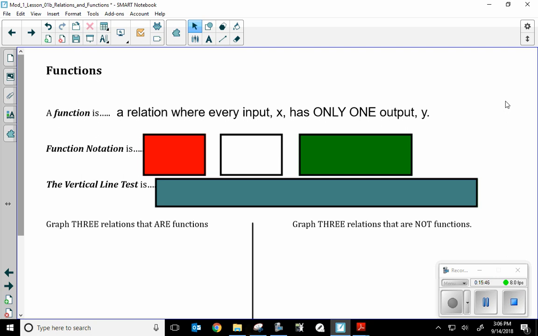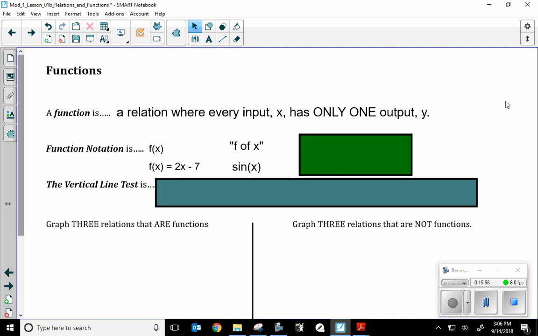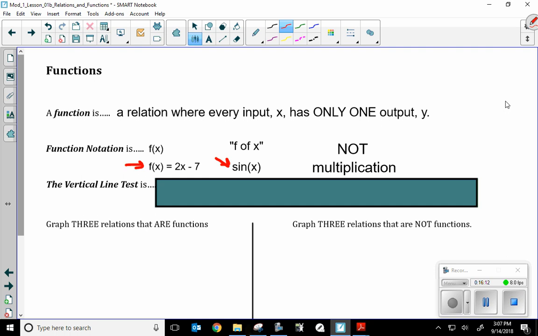Now, the notation, we'd say f of x, okay? And again, you just heard me say it is pronounced f of x. Okay, here's a couple of examples. We have f of x equals 2x minus 7, and the sine of x, that's trigonometry. Please, for everything holy, this is not multiplication. We are not taking f times x. That's a no-no. It's just notation.